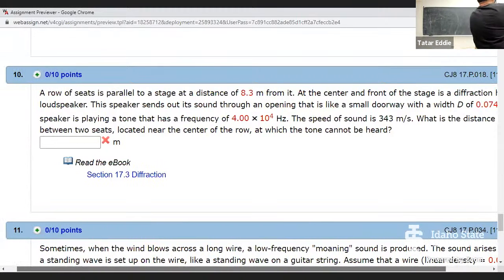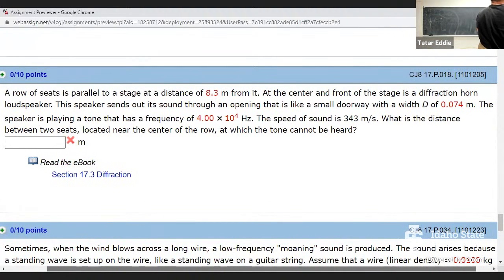Here, you have seats parallel to the stage at a certain distance. At the center of the stage, you have a loudspeaker, a diffraction loudspeaker, and that loudspeaker has an opening that looks like a doorway with a given width. It is playing a single frequency, which is given. The speed of sound is known. What is the distance between the two seats where the sound cannot be heard? Let's see. So this is problem 10.